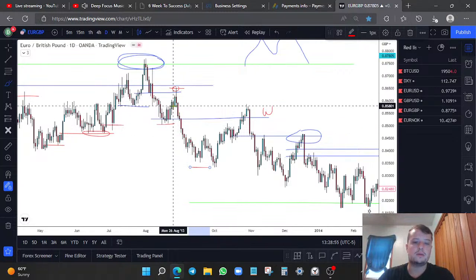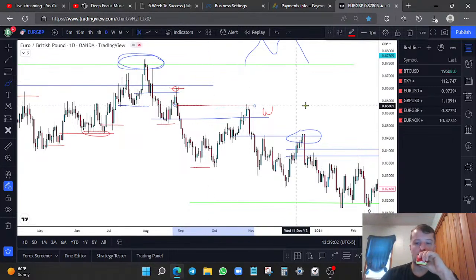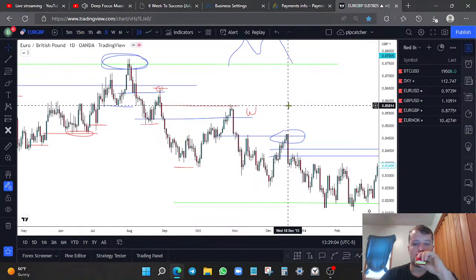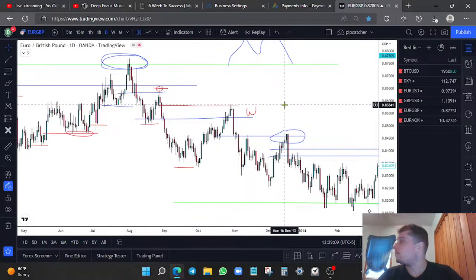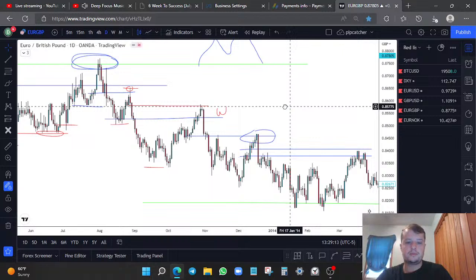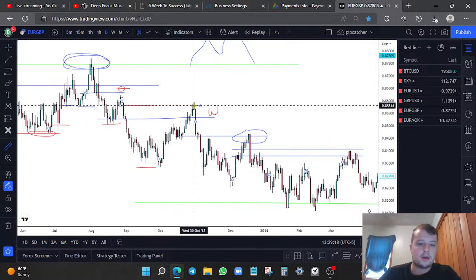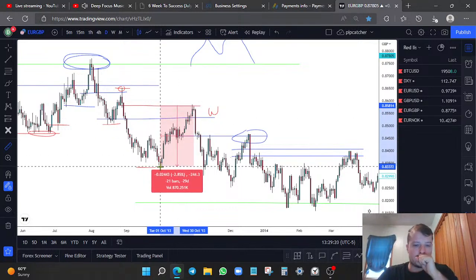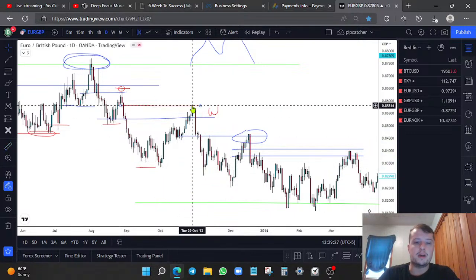And what does price do? It comes back up into the highest point of supply and gives us a nice rejection. And then you take this back down to the low here, right? So from that high to the low, 240 pips, 250 pips, with very minimal drawdown.